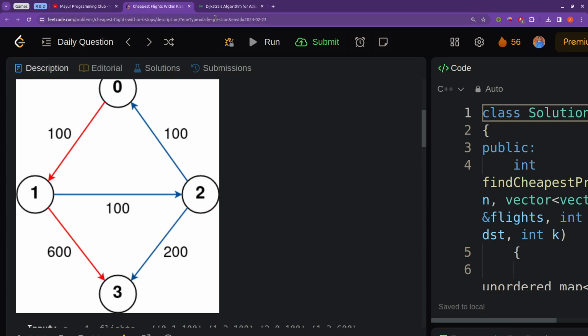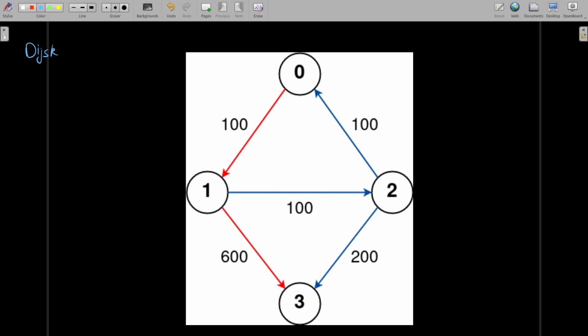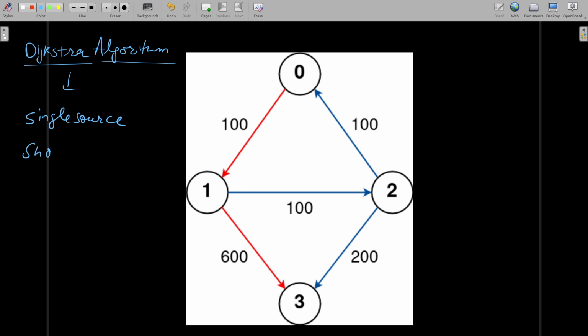Spelling is a little difficult to write. Dijkstra. Okay, Dijkstra algorithm. For which cases is it used? It's used for single source shortest path cases.